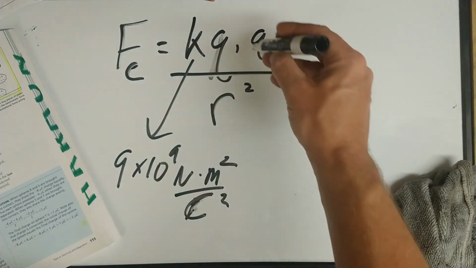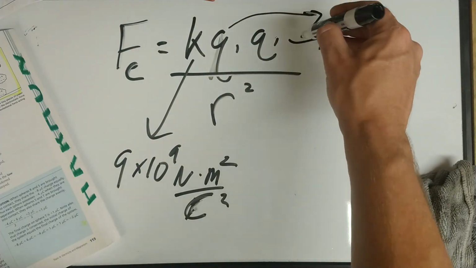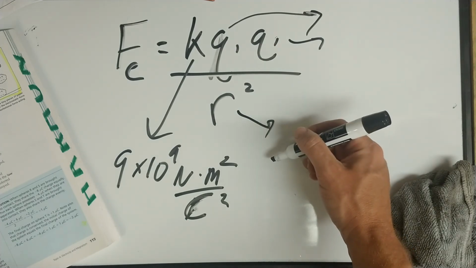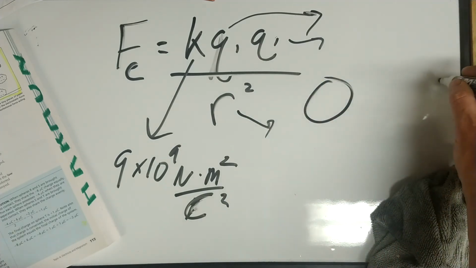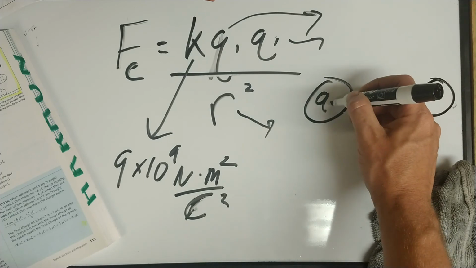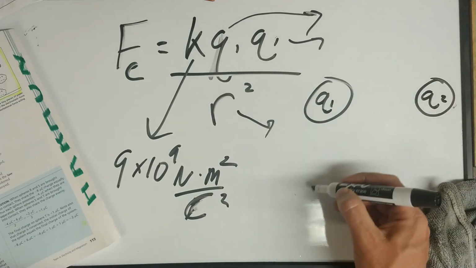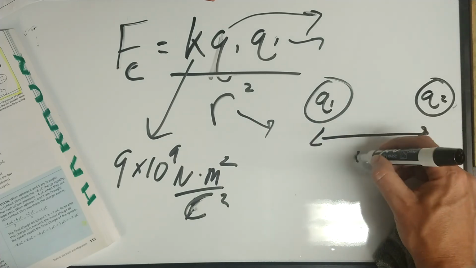All right, Q1 is the charge of one object, Q2 the charge of the other object, and r is the distance between them. Let me make a drawing to go with this. Let's say we have two charged objects, a certain number of coulombs here, that's a Q, not an A, and a certain number of coulombs there. r is the distance between them.